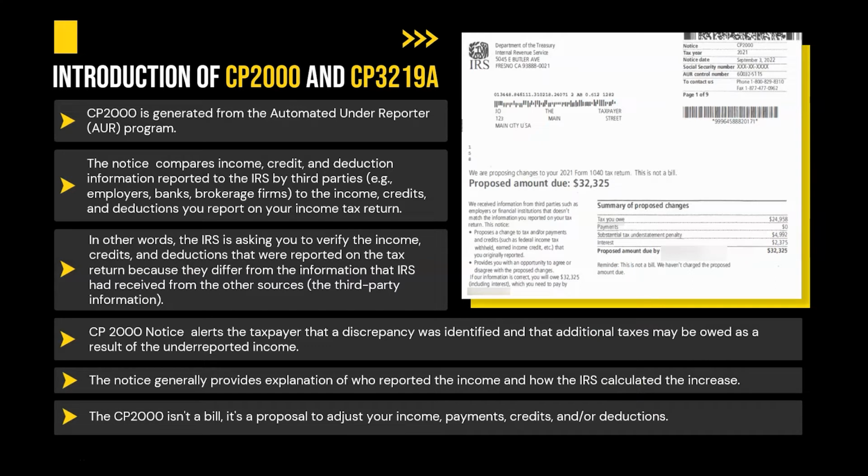It is important to note that the CP2000 is not a bill. It is just a proposal to adjust your income, the payment, the credit, and the deductions that you claimed on your tax return.